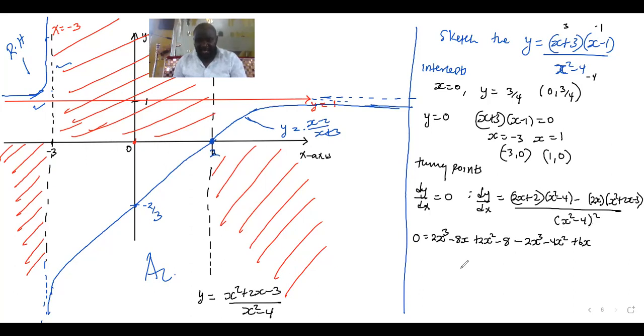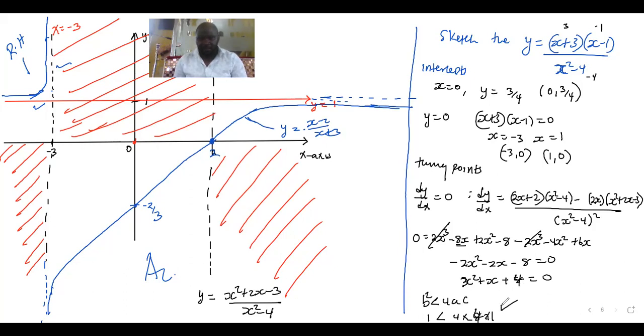I think what I missed was the 8. So this is 6x minus 8, this one has been lost. Negative 2x squared minus 2x minus 8, you were right. So dividing by 2, I get x squared plus x plus 8 is 0. I was telling you that if they ask you to show that it has no turning point, just check. Is b squared less than 4ac? b squared is 1. Is it less than plus 4? Yes, it has no turning points.